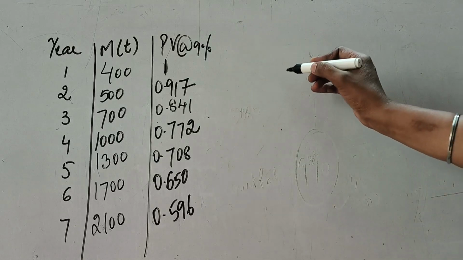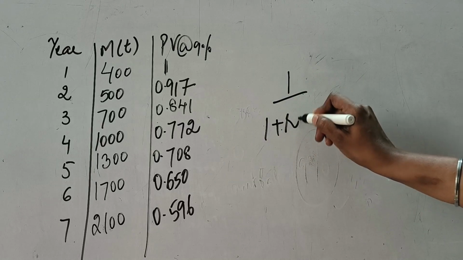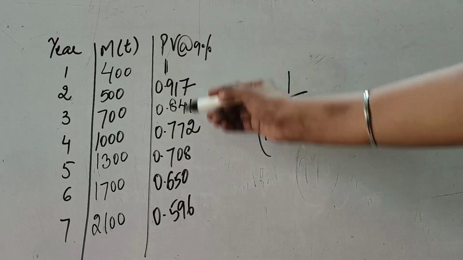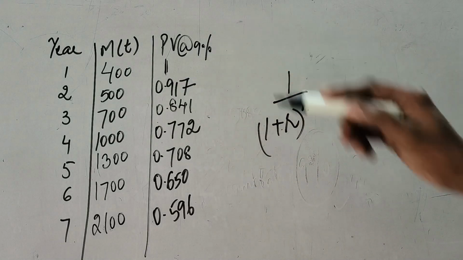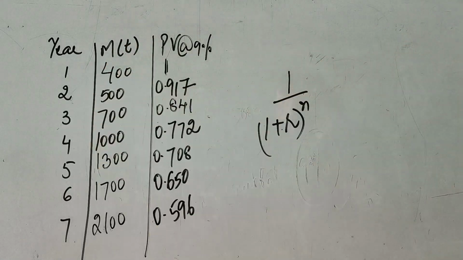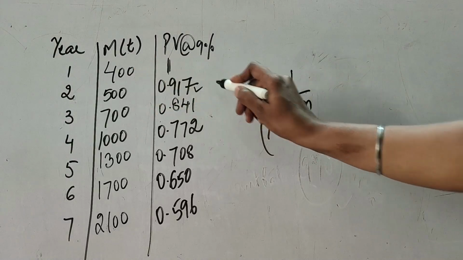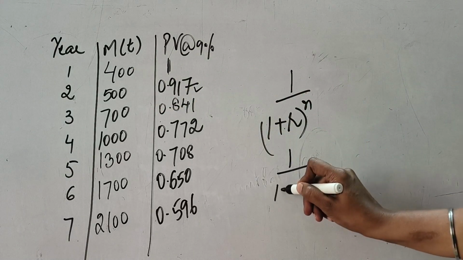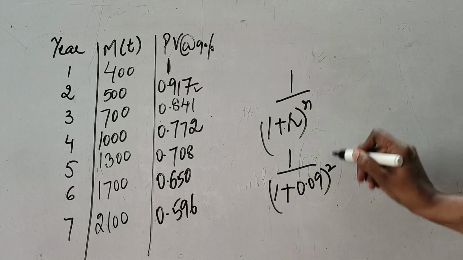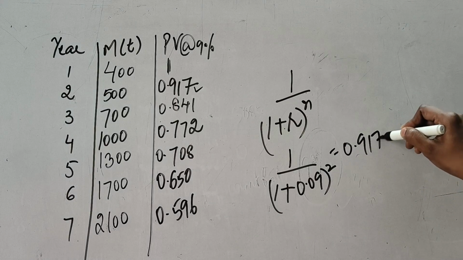Otherwise, to calculate these values, the formula is 1 divided by (1 plus r) raised to power n. So you can use this formula as well to calculate these values, where r is the discount rate, that is 9%, and n is the number of the year for which you are calculating the value. For example, to calculate for the second year, you put 1 divided by (1 plus 0.09) squared, and you will get 0.917 only.